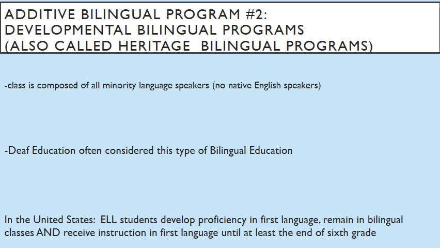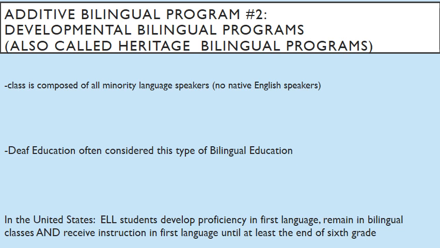In that developmental programs are having a homogeneous population of English language learners or students who come from the minority language background. Deaf education is this type of bilingual education as well. Because if you have deaf education, all of those students are native sign language speaking students. And so that whole class is composed of only native sign language speaking students or students from the deaf community.